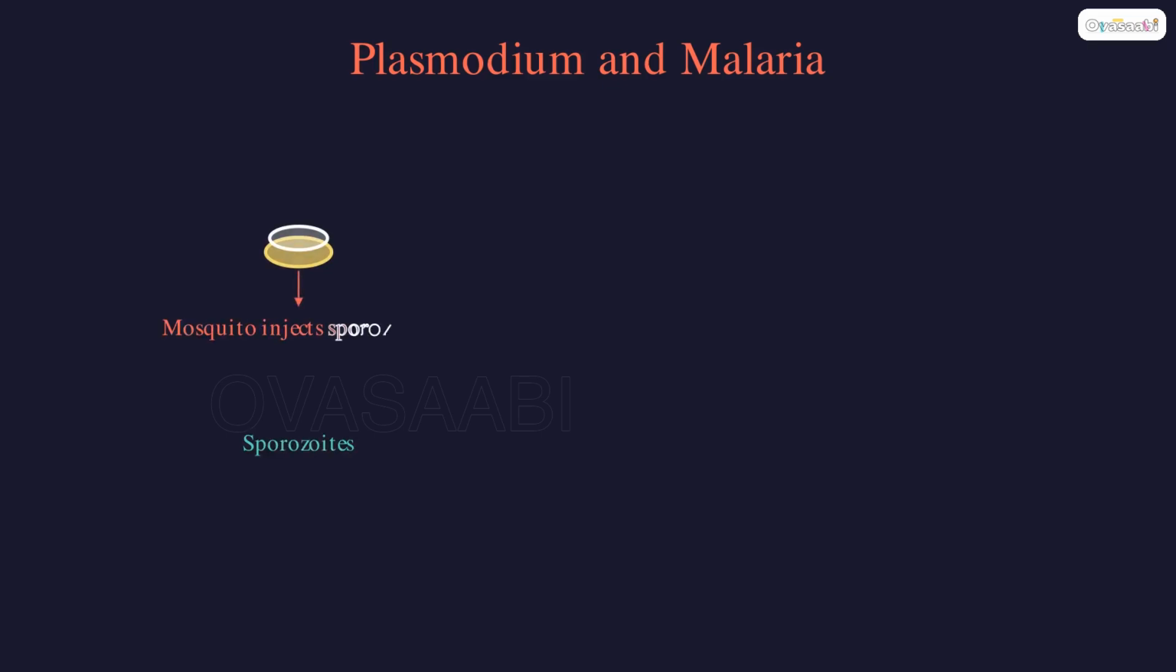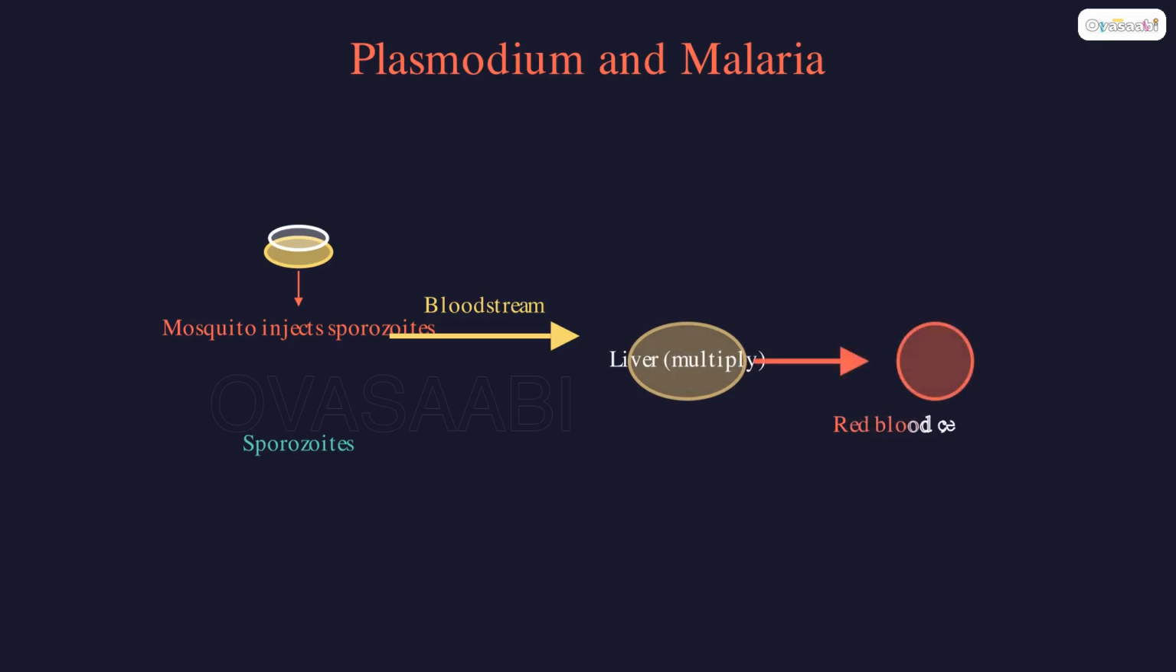Now meet Plasmodium, the parasite that causes malaria. When an infected mosquito bites you, it injects sporozoites. These travel to your liver, multiply, then invade red blood cells.